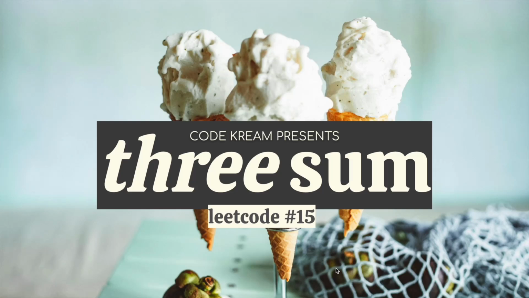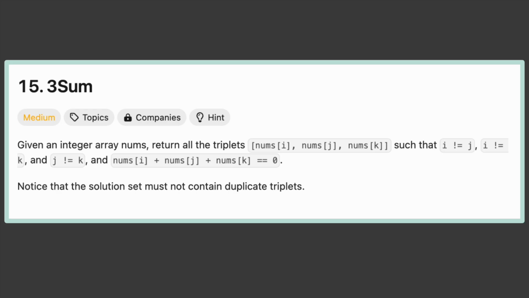Today we're going to be going over LeetCode problem number 15, Three Sum. This problem asks, given an integer array nums, return all the triplets nums[i], nums[j], nums[k], such that i does not equal j, i does not equal k, and j does not equal k, and nums[i] plus nums[j] plus nums[k] equals 0. Notice that the solution must not contain duplicate triplets.